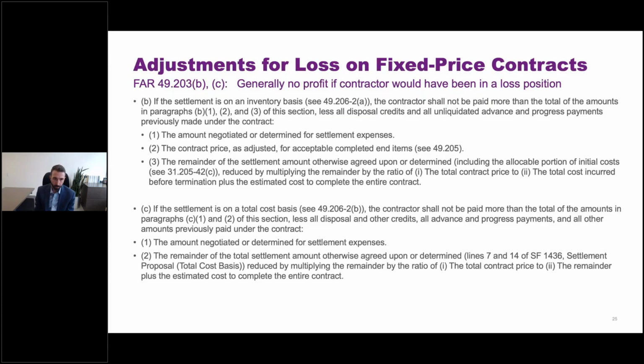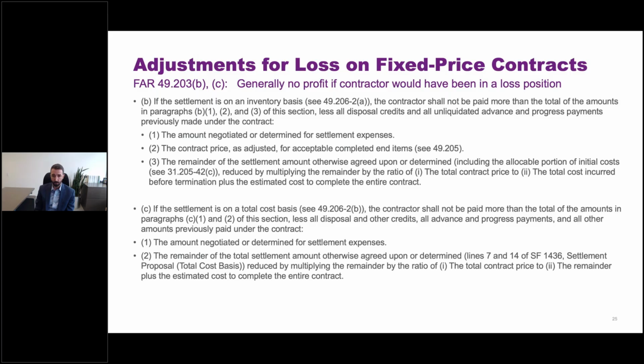All right. So FAR 49.203(b) and (c) sets out a general principle that there is no profit for the contractor in a termination settlement if it would have been in a loss position. So there's this very general concept of not using a termination settlement to get into a better place than if the contract were fully performed. And as a result, the FAR has some rules to account for what would be the case if the contractor is in a loss position, to decrement profit to the extent, and sometimes decrement profit in cases where the contractor wouldn't have had any anyway.